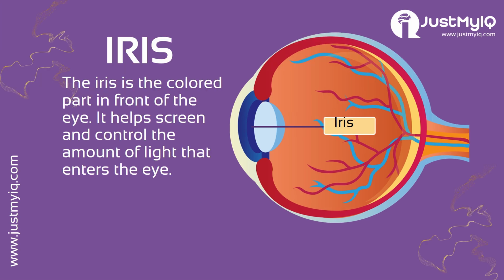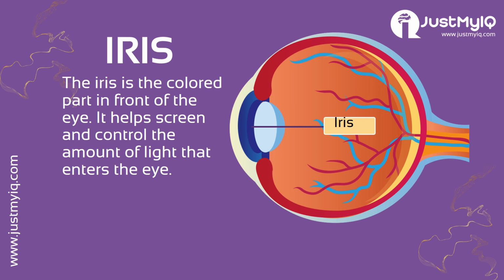The third part is iris, the colored part of the eye. Have you noticed that some people have brown eyes, some blue, and some even green? That's because of the iris. The iris is the colored circular structure of the eye. At its center, it has an opening called the pupil.